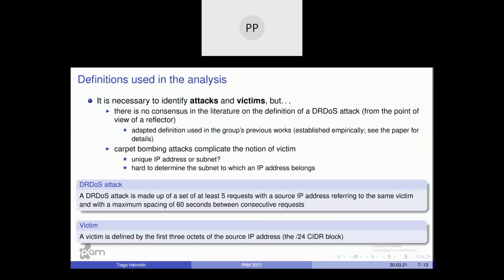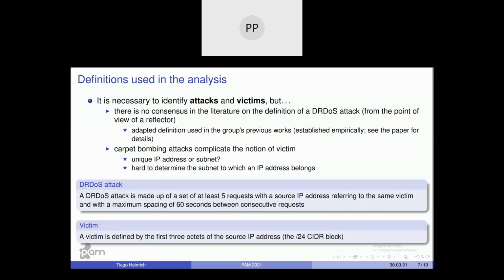It is necessary to identify attacks and victims, but there's no previous consensus about DRDoS attacks, of course considering the point of view of a reflector. Our definition is an adaptation of the group's previous works and aims to embrace this type of attack. Carpet bombing attacks target multiple addresses in the same network, so if we consider that each IP address is a separate victim, we risk inflating the number of victims and attacks and reducing the intensity of these attacks by splitting the traffic volume.